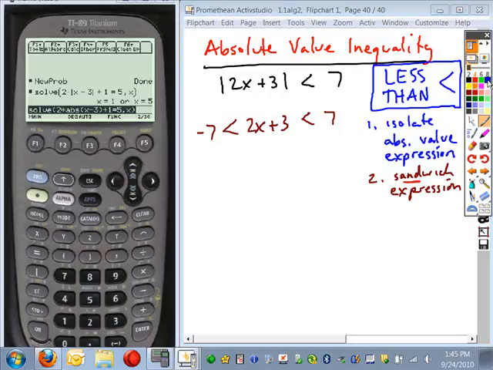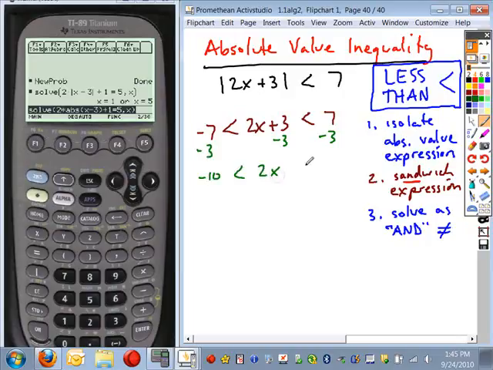And now you just solve it as the and compound inequality. The symbol for not equal that I'll use is just an equal sign with a slash through it. So if we solve this as the and inequality, we just isolate the expression containing x in the middle by undoing the operations to all three parts. So that gives us negative 10 is less than 2x, which is less than 4.